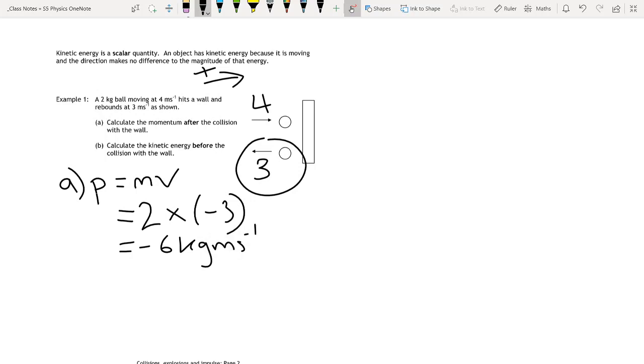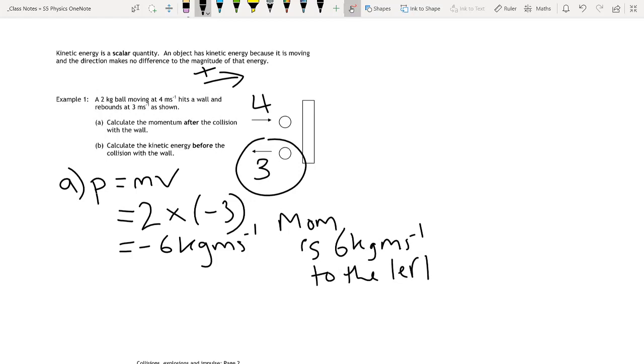So it's probably best to write a little sentence saying the momentum, I'm just going to shorthand it to momentum, is 6 kilogram meters per second to the left, because we chose the right to be our positive direction, and it's a negative momentum.